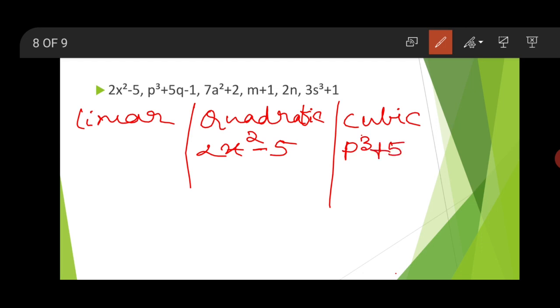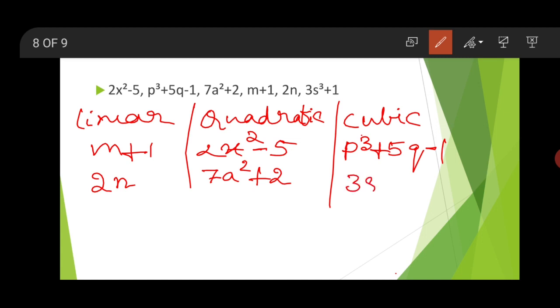Then 5q... pq plus 5q minus 1 contains power 3, so its degree is 3. So it comes under cubic polynomial. Now 7a square plus 2. Yes, degree 2, quadratic. Good. M plus 1. What is the degree of the polynomial m plus 1? M power is 1. So it is an example for linear polynomial. Then 2n is also an example for linear polynomial. Then 3s cube plus 1, degree is 3, so it is a cubic polynomial.